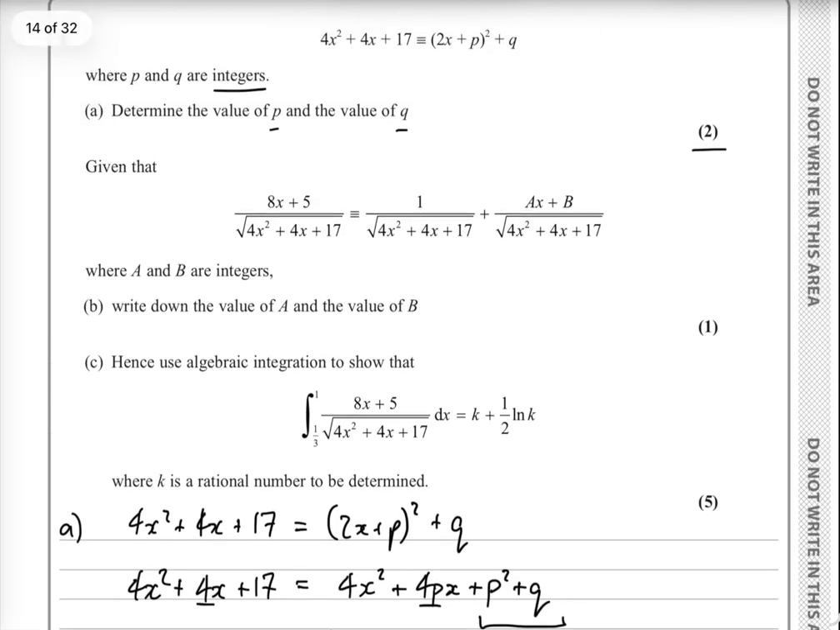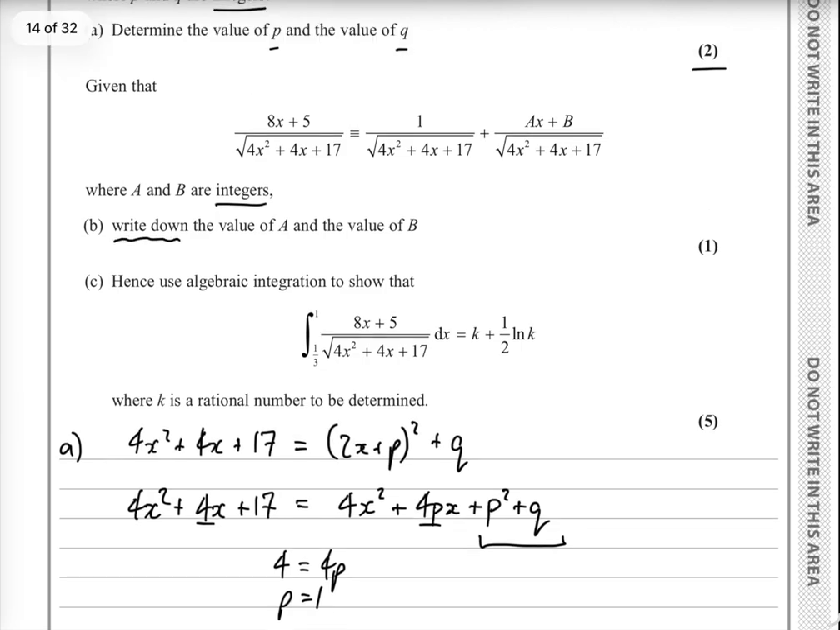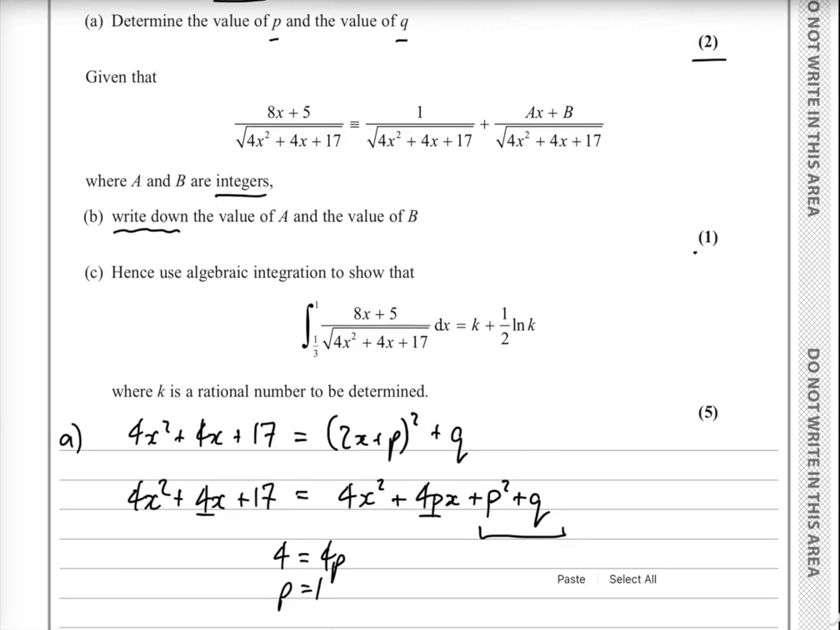Okay, fairly easy start. Given that this equals that, where a and b are also integers, write down, this is going to be even less work, 2 values for 1 mark, the value of a and b. Oh yes, because all the denominators are the same, so we're literally just adding 1 to ax plus b to get 8x plus 5. So a is 8 and b is 4.